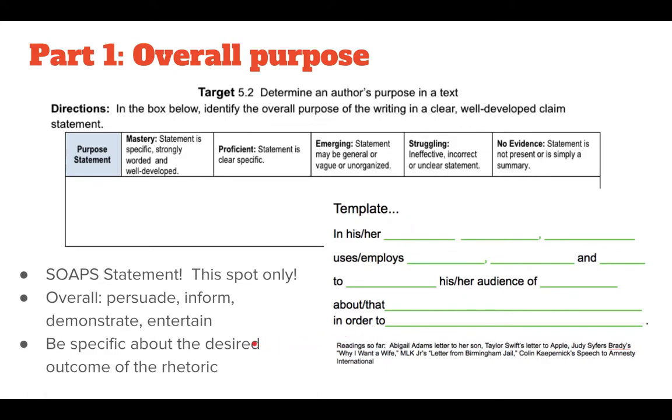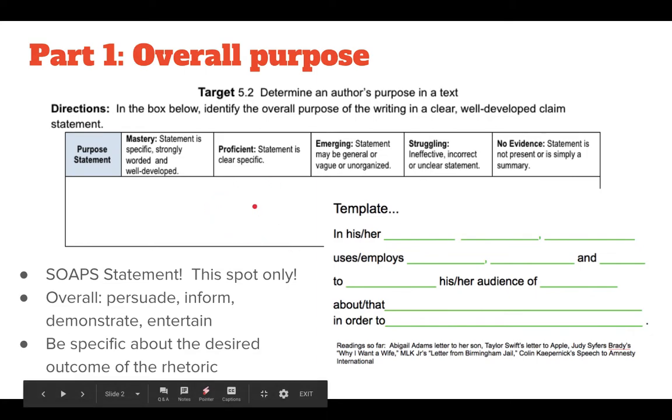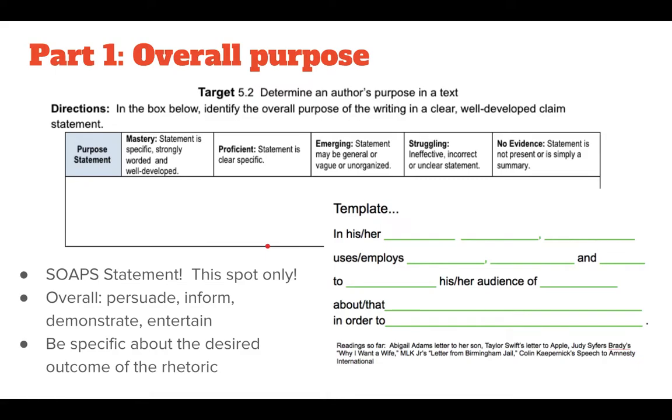So again, the SOAPStone statement should include author, occasion, audience, overall purpose, and it should give us a little hint of the tone of what's going to be said in the paper. So those are the rhetorical analysis strategies. A good SOAPStone statement will get you a mastery, no problem.